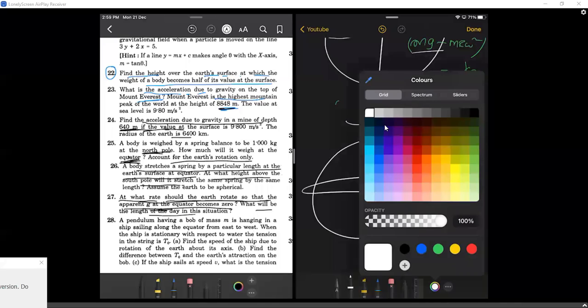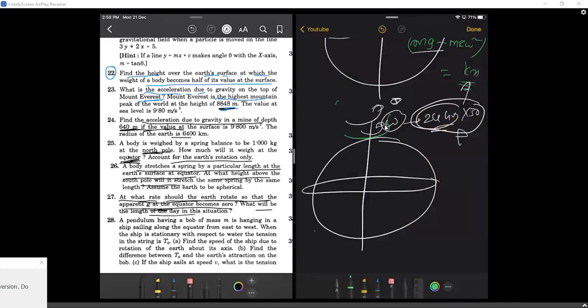The proper way to answer, I would say, is that because of Earth's high omega, you will get a high mR omega square.